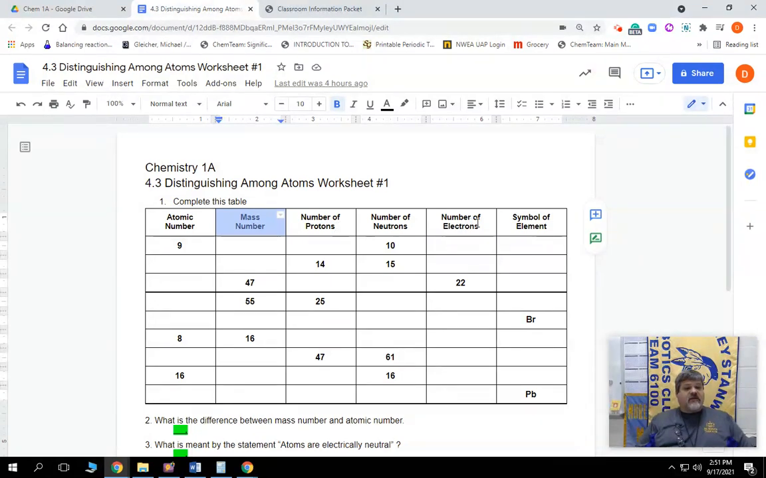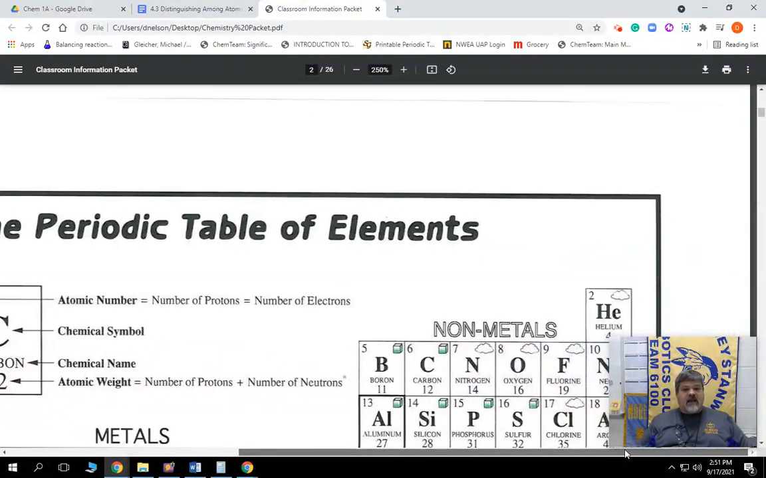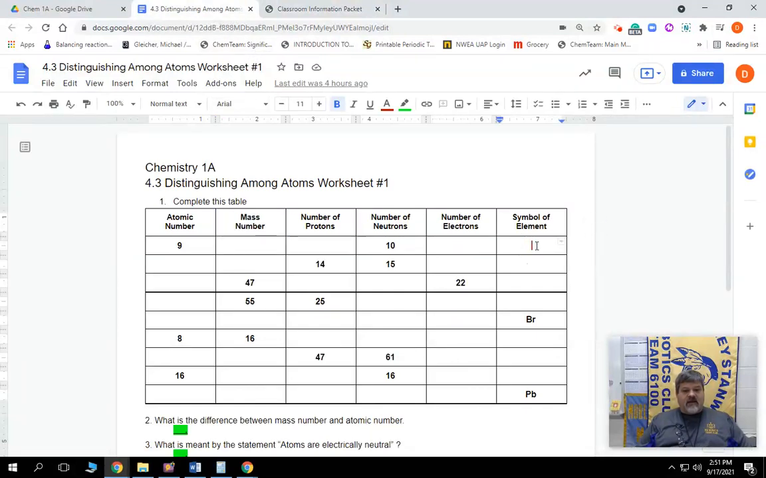The number of electrons is also equal to the number of protons, or the atomic number. Now our symbol, again, we would look at the atomic number. So for 9, if I go in here and I scroll and I look at 9, 9 is right here. So that would be fluorine, because that's the atomic number. So let's go back and I can put an F right in there, so capital F.